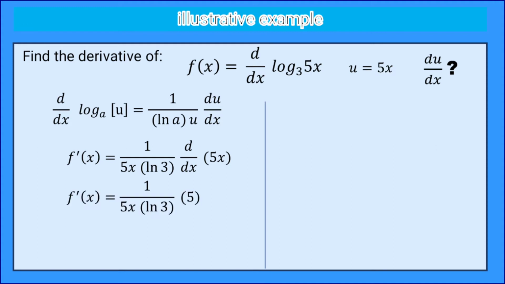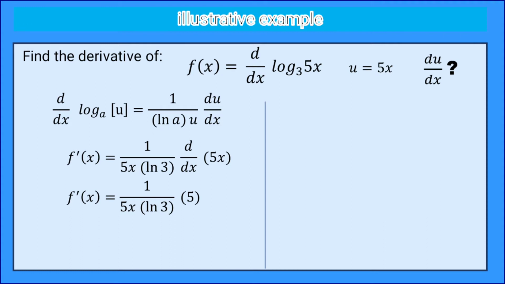And what is the derivative of 5x? That is 5. So that's why we have right now the equation f prime of x is equal to 1 over 5x times ln of 3 times 5.